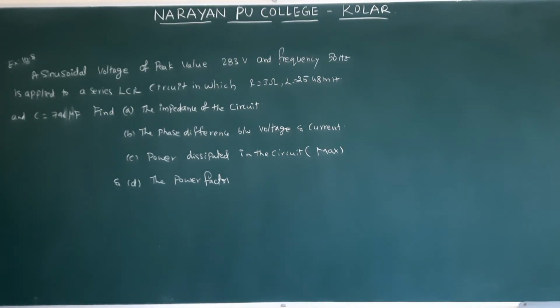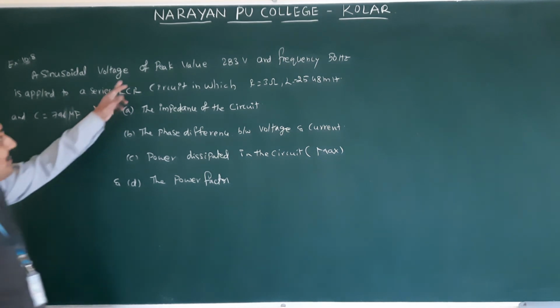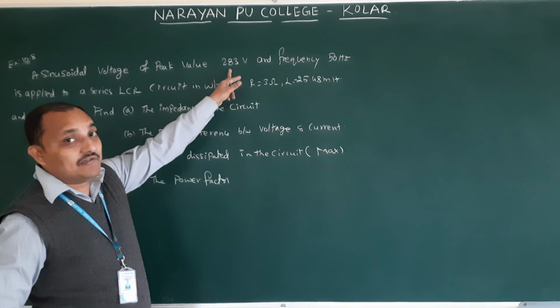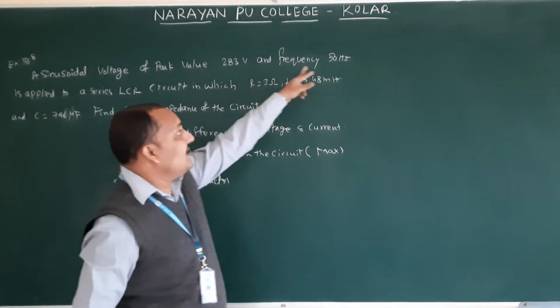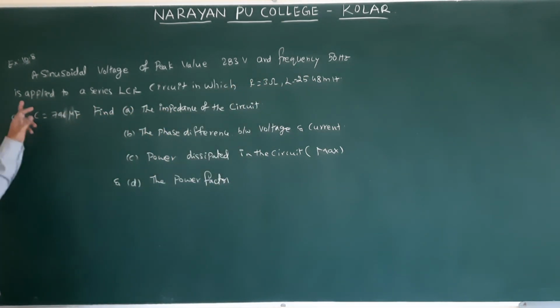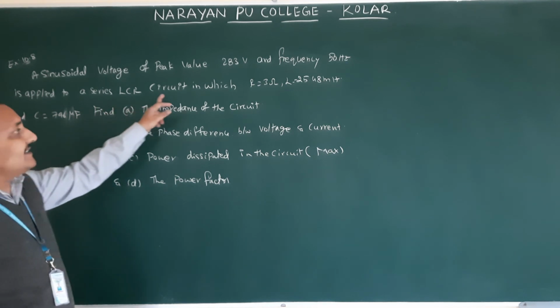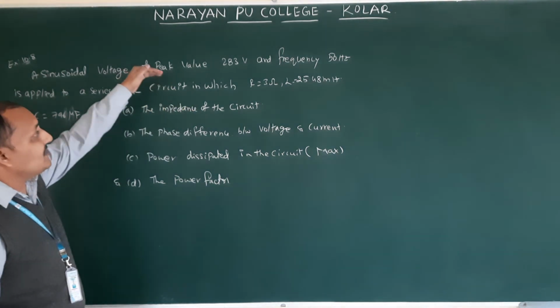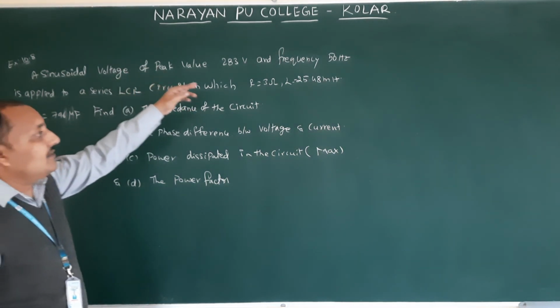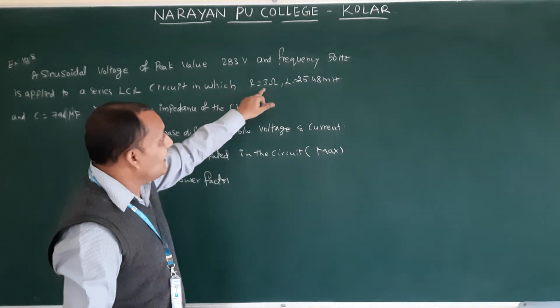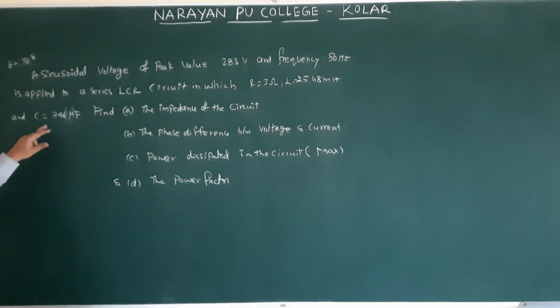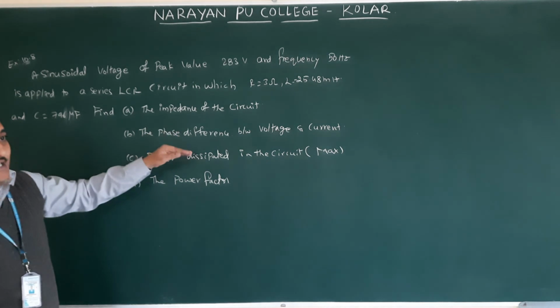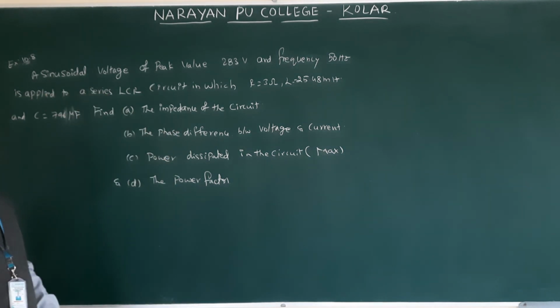See the problem, example 10.8 in your textbook. A sinusoidal voltage of peak value, they give the peak value V0, and frequency 50 Hz is applied to a series LCR circuit. So they applied this much voltage to this LCR circuit. In that LCR circuit, the R value, L value and C value they give. First they are asking one by one. This is a 5 marks question for you in your final exam.